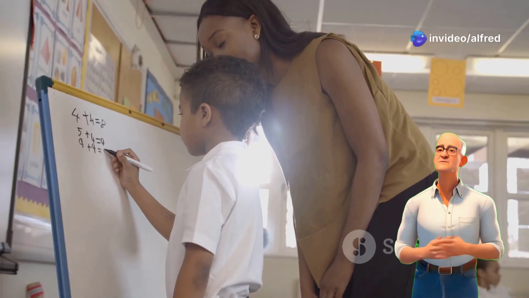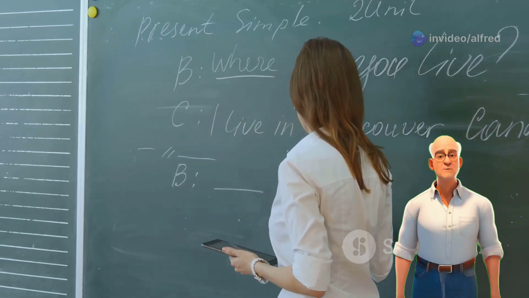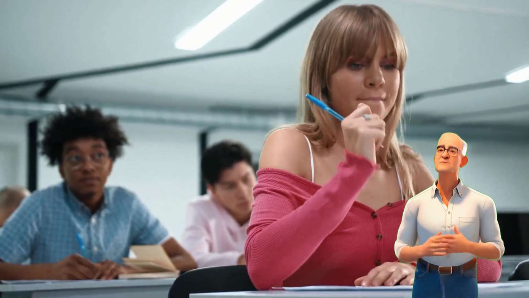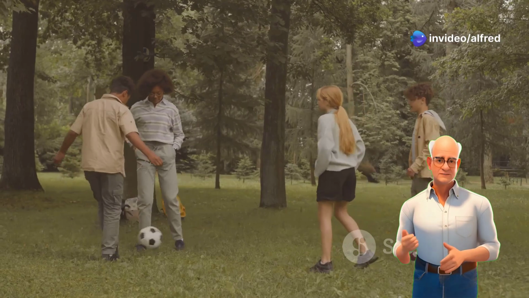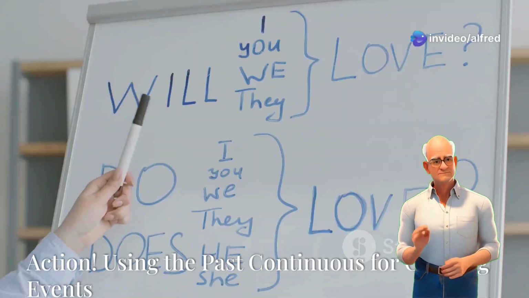The second slice of bread is the rest of the sentence, giving us more information about the action. So a simple past continuous sentence looks like this: subject plus was/were plus verb-ing plus the rest. For example, I was watching a movie. They were playing football in the park. See, it's as easy as making a sandwich.